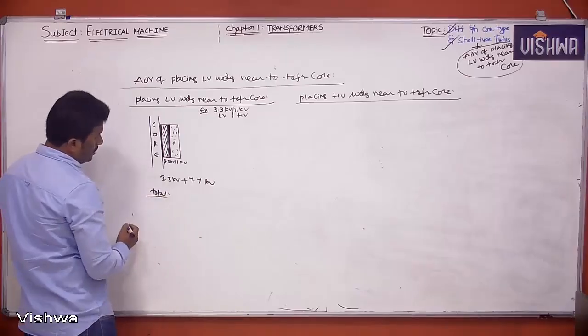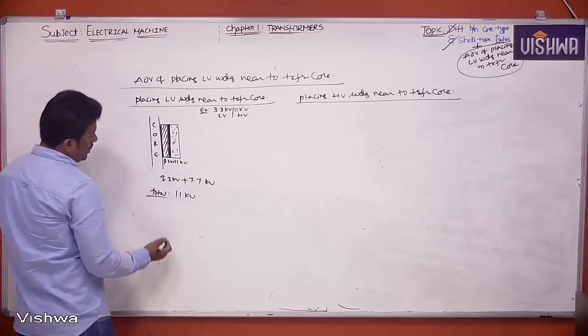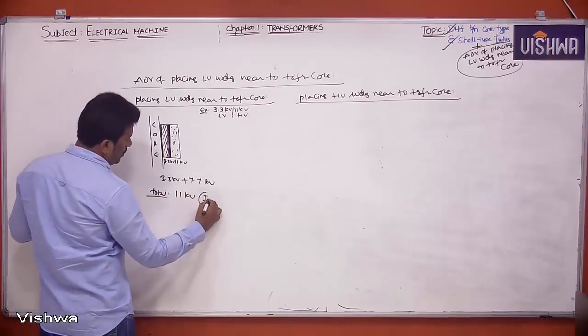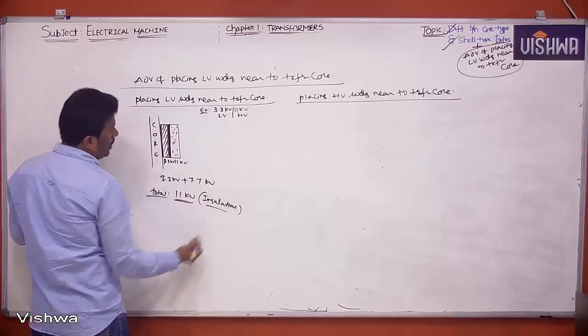How much do I require? 7.7 plus 3.3. How much once again? 11 kV. So I require insulation corresponding to 11 kV only.